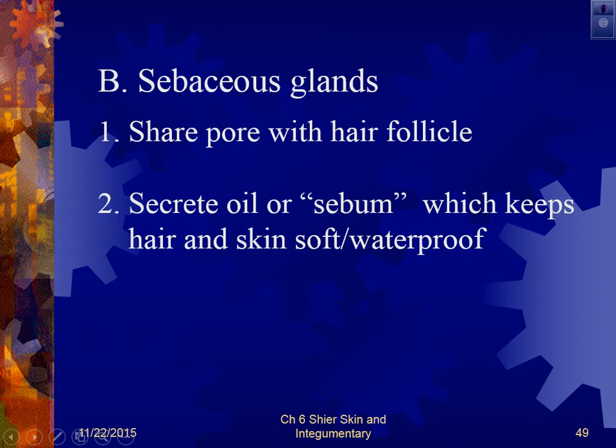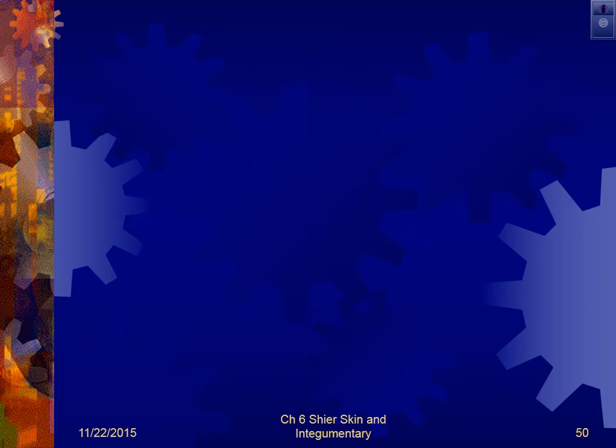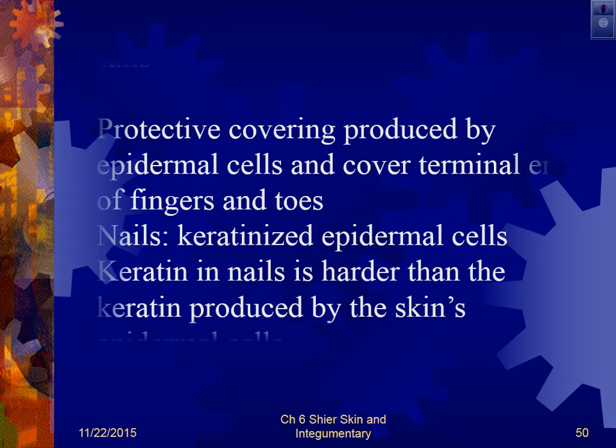Okay, so our next piece here are nails. So remember, these are all the accessory structures of the skin. They help make up the entire integumentary system. So don't just think that the integumentary system is just those 3 layers or just the skin. It also includes things like the nails and the hair and the glands.